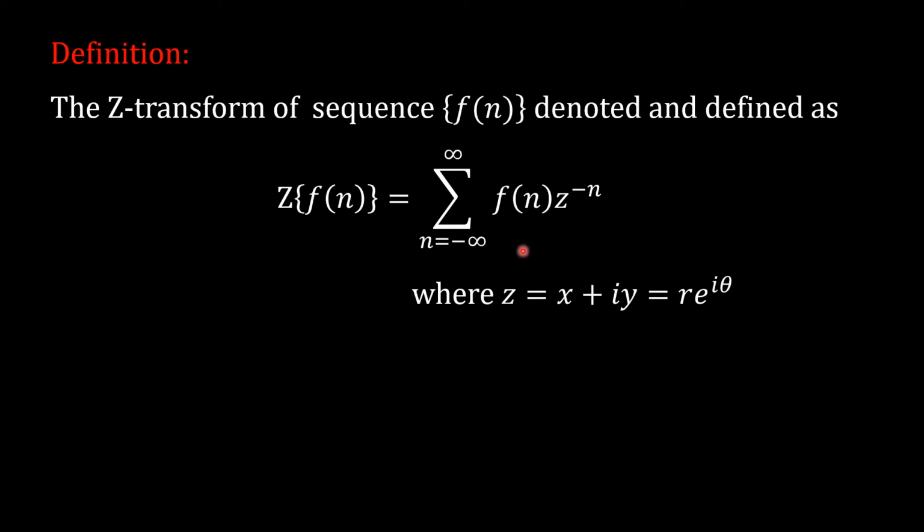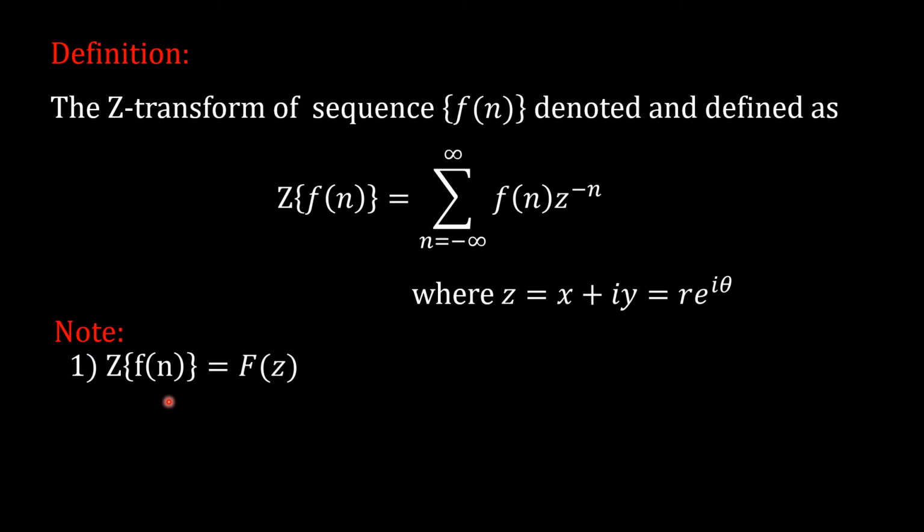When this series converges absolutely, and converges means that the summation of this series is finite, then we say it is convergent. Absolutely means that when we take the modulus of the term f of n z raised to minus n, and the series is still convergent, then it is called absolutely convergent. So if this series is absolutely convergent, then we can say the Z transform will exist. That is what we mention in the note.